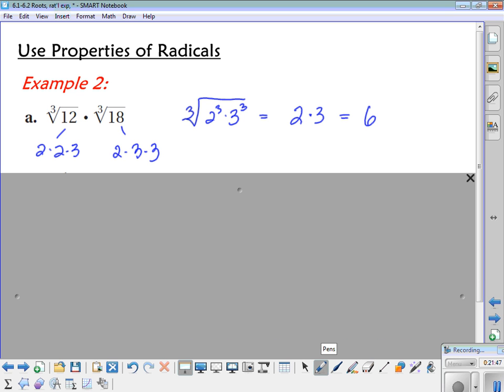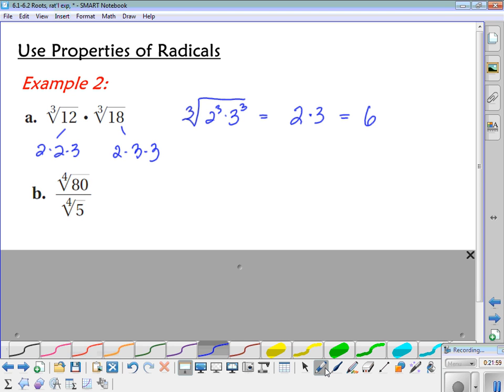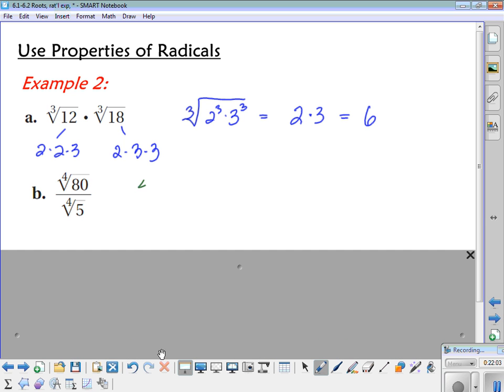Okay, so you guys get to do this one on your whiteboards. If they're both being, oh no, you're not. I'm going to do this one. I take it back. Okay, they're both being raised to the 4th root. So that means that I can actually put them together as a fraction under one radical. I can take the 4th root of 80 divided by 5. And so if you divide 80 by 5, you get 16. And so the 4th root of 16 would be plus or minus 2.